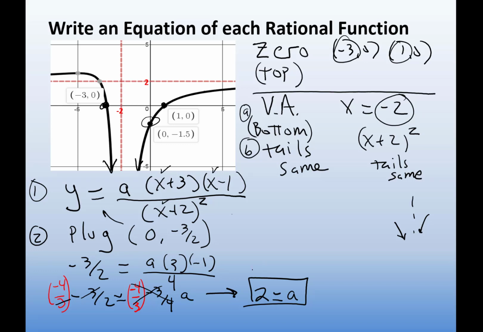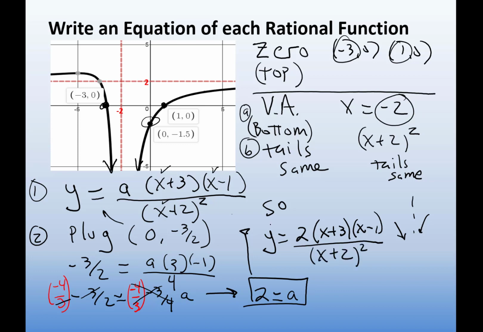So my equation is y equals 2 times x plus 3 times x minus 1 over x plus 2 quantity squared. That is the equation of that graph. And if I had doubts, if you have doubts, you can plug this into your graphing calculator and see that your equation makes the graph that you're given.